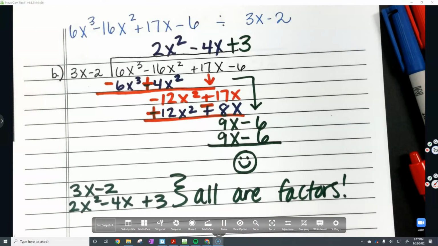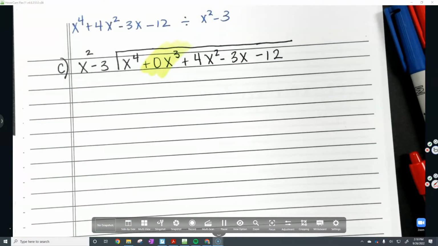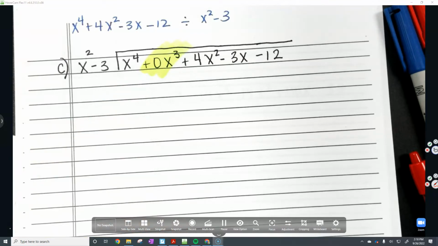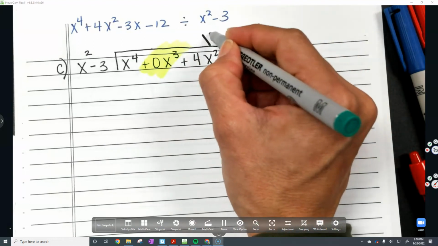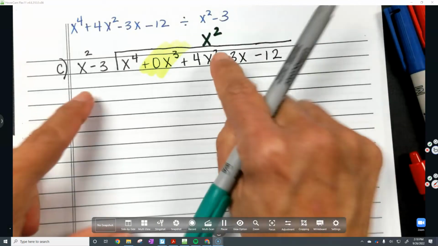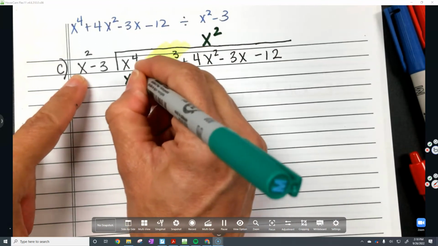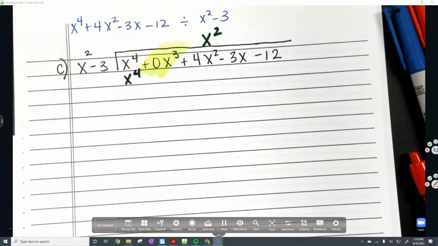Awesome. X squared is the driver of the problem. I want it to look like x to the fourth. We're going to multiply by an x squared. So that x squared is going all the way over here. Keep everything lined up. Stay out of trouble. Don't make careless mistakes. Keep everything in line. X squared times x squared is what we wanted. So I'm going to write x to the fourth. Y'all, what's x squared times a negative 3?